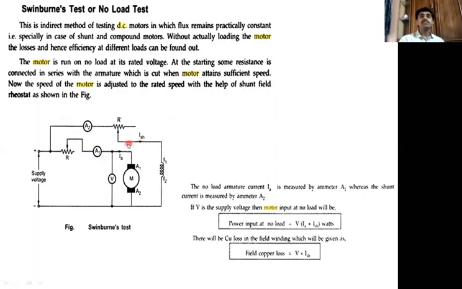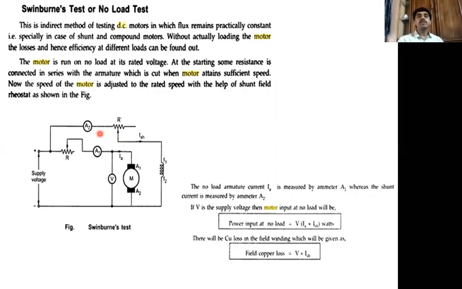Generally, this Swinburne's test is suitable for machines which have constant flux. Practically, flux is constant. For which type of machines is flux practically constant? Shunt machines as well as compound machines, that is, in the shunt motors and compound motors.